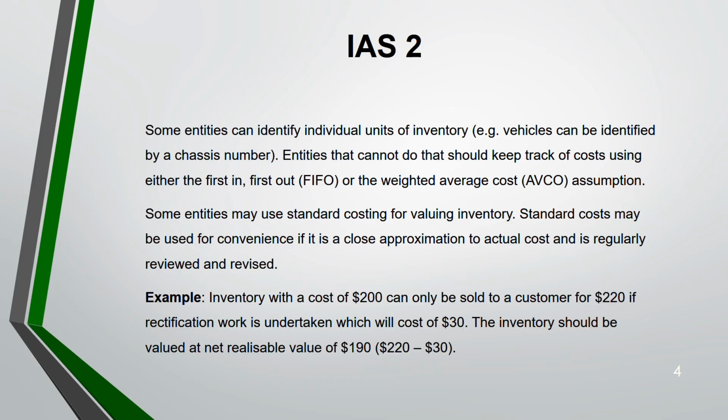Now, example. Inventory has a cost of 200 and it is sold to a customer for 220 with the rectification work cost undertaken of 30. So first the cost is 200. Your net realizable value will be the amount that you have sold, 220, minus the cost that you have undertaken, 30. So 220 minus 30 is 190, which is less than the cost of 200. So your inventory will be valued at net realizable value of 190.